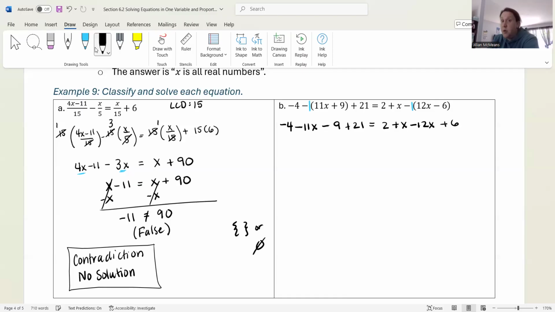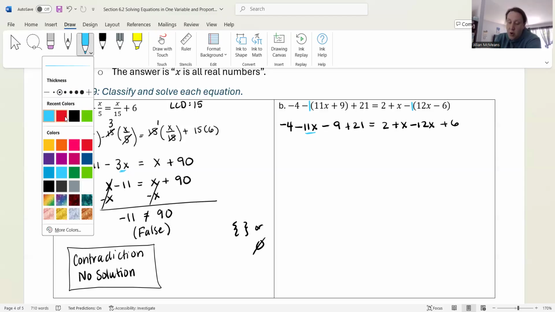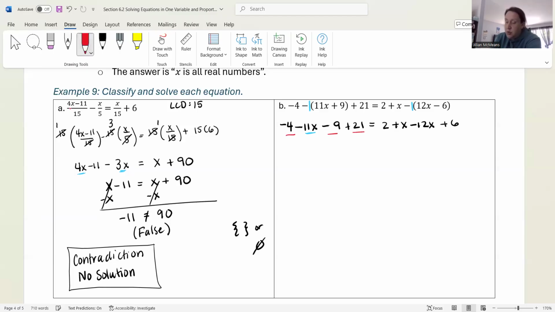All right, so I've distributed, I got rid of parentheses, but now I've definitely got to do some cleaning up. So looking at just the left-hand side for now, we have 1 term that contains an x, and then, let me double check, we have 1, 2, 3 terms that contain a variable. So let's start with the x. We're just going to write negative 11x. And then negative 4 minus 9 plus 21. If you want to, you can use your calculator.